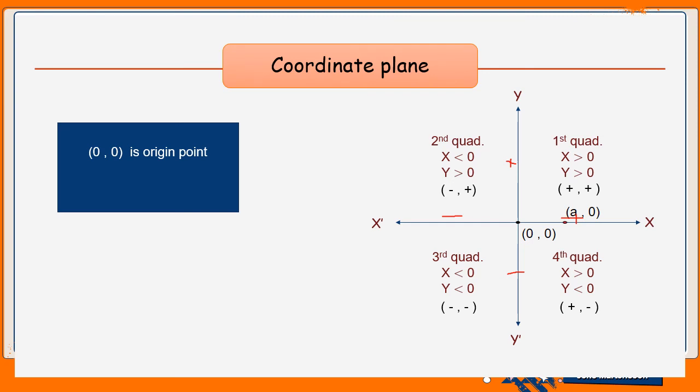If we have a point (A, 0), we notice that it does not belong to the first quadrant or the fourth quadrant. It belongs to the x-axis. Why? Because y equals 0, so the point lies on the x-axis. If we have (A, 0) with any number, the point lies on the x-axis. And if we have a point like (0, b), it lies on the y-axis, because the projection of x is 0.